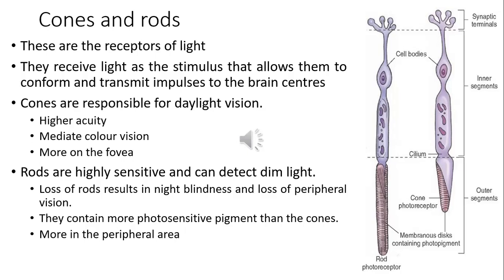So cones are responsible for daylight vision, which makes sense because they need a lot of light for them to be stimulated. They have higher acuity, mediate color vision, and are more on the fovea centralis. That's where they are found, which is the opposite of the rods. So rods are highly sensitive and can detect dim light. What do you mean by highly sensitive? Only 1 photon of light can stimulate them. While the cones take more stimulation. That's the reason why they are responsive in bright light or during the day, because they need a lot of light, while the rods only require dim light for them to be stimulated, or they're very sensitive.